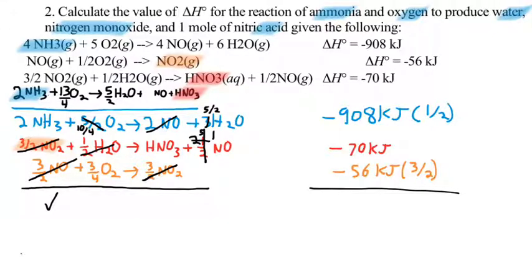So I'm comparing. I have 2 NH3s and 2 NH3s, 13/4 O2 and 13/4 O2, 5 halves H2O and 5 halves H2O, 1 NO and 1 NO, and 1 HNO3 and 1 HNO3. So everything's good. Now I just need to add up the energies, and you wind up with negative 608 kilojoules.